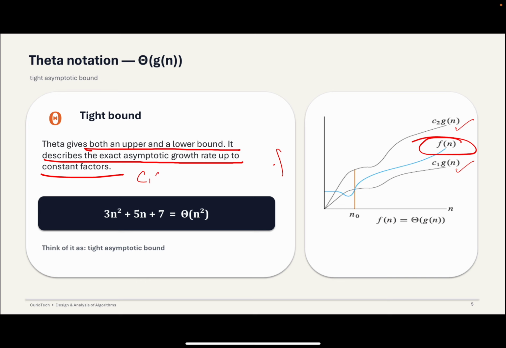So, let me write it down. C1Gn is less than or equal to Fn and Fn is less than or equal to C2Gn. So, that is the tight bound, meaning an average case. Alright. So, here if big O gives us the ceiling and omega gives us the floor, theta gives us both the ceiling and floor value. You can think of it like that.